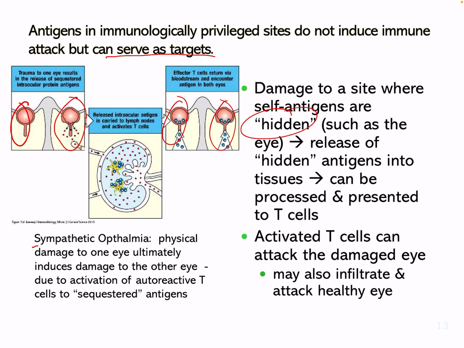So here's an example of sympathetic ophthalmia, in which physical damage to one eye ultimately induces damage to the other eye due to the activation of autoreactive T cells to sequestered antigens. And this can happen in other conditions as well, to other sites of the body.